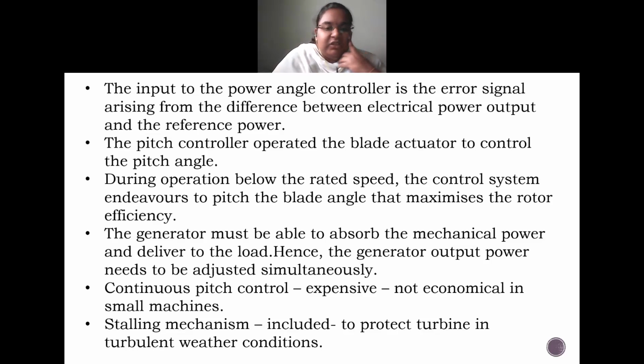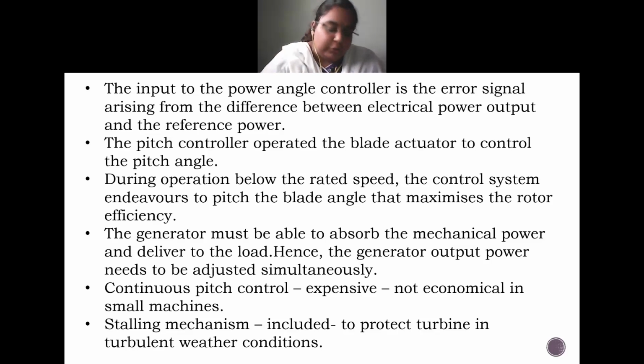Now, continuous pitch control. We know that we need to make sure that the blade is always in the direction of the relative wind, as we have seen. So in order to make sure that the blade is always in the direction of the wind, we need continuous pitch control. That means at every single point, the power output should be measured, the error should be taken, and then the pitch should be changed accordingly. But this is a very expensive part.